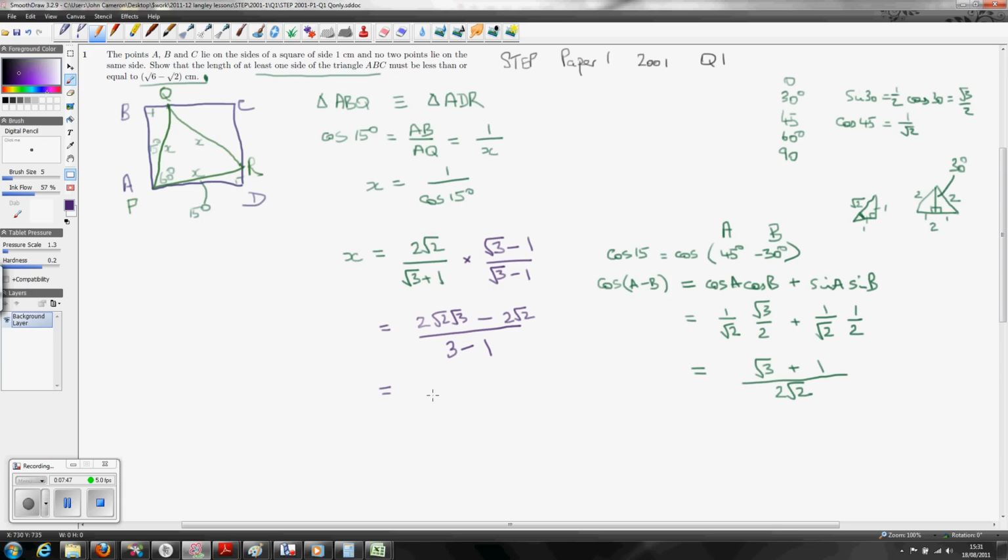And we're nearly there. The denominator is just 2, 3 minus 1 is 2, over 2. Now root 2 root 3 is the same as root 6 minus 2 root 2. We'll just leave that as the same. Now we can divide through by 2, and we get root 6 minus root 2, which is what we have to prove. So that completes the second part.